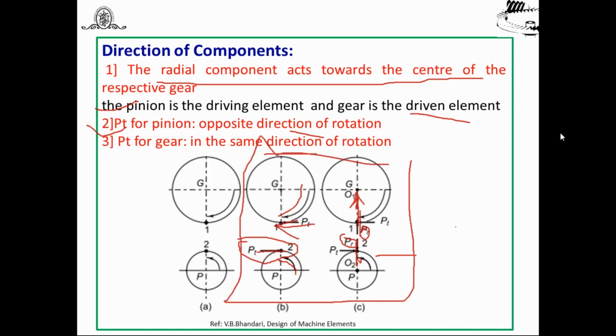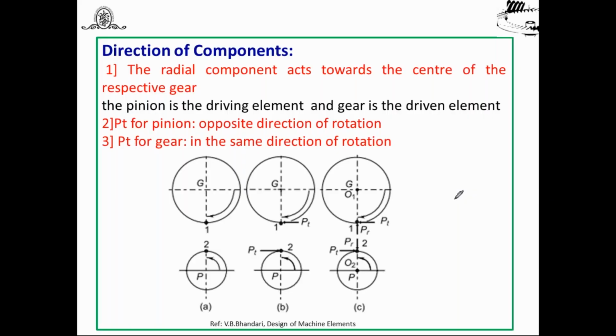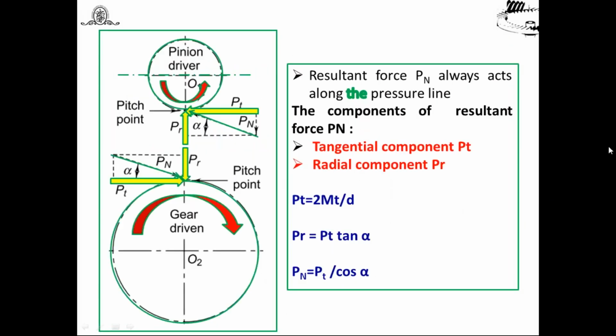And the last two relations, or otherwise you can derive them. Why? Because you have to find out the PR and the PN, and you will get PT from the usual simple formula. This is about the force analysis of a spur gear.